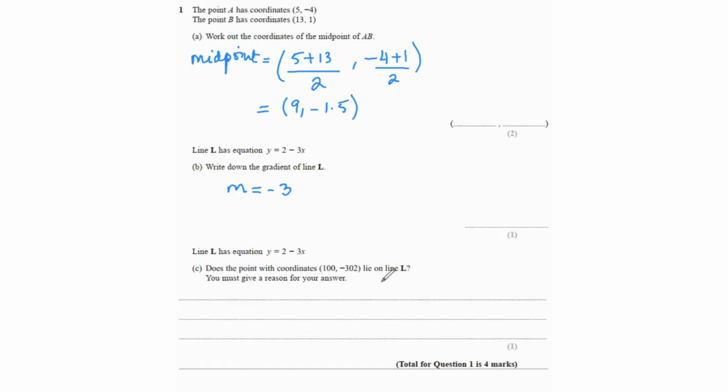So to check if the point lies on the line, we substitute the x value. So y equals 2 minus 3 times 100. So that's 2 minus 300. And that's going to give us negative 298. Clearly, we can see that it doesn't give us negative 302, which is what the question was claiming. So does the point lie? No, it does not. And the reason is that it gives y equals negative 298 instead of negative 302.